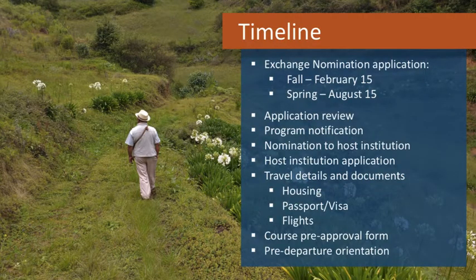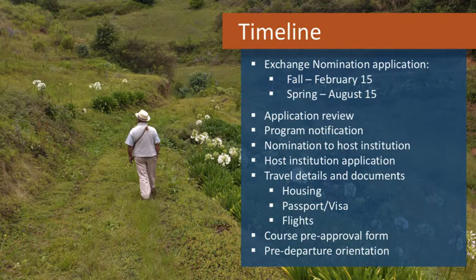So here's the overall timeline to expect and the different steps along the way. First is the application deadline. For fall exchange programs, that deadline is February 15th. And for spring exchange programs, that application deadline is August 15th. After that deadline, we enter the application review period, which typically lasts, like I said, about 3 to 4 weeks. After that period, we start contacting students via email to let them know what program they've been chosen for.